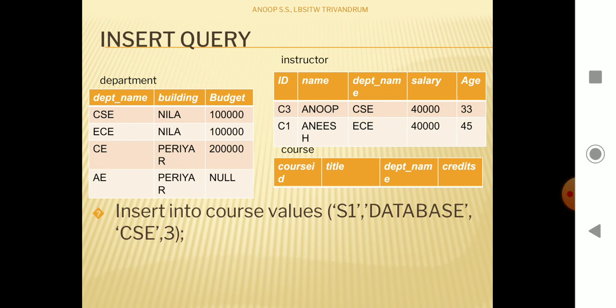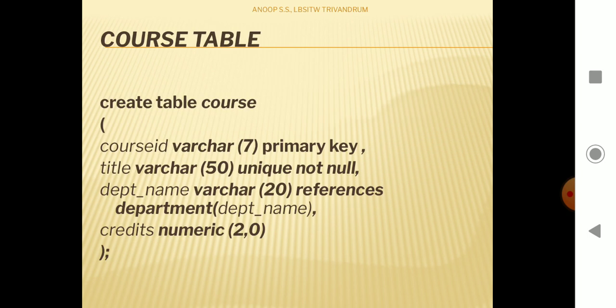In course, I'm trying to insert a new value, S1 database CSE 3. Insert into course values S1 database CSE 3. The number of attributes is the same. The course ID is S1, title is database, department name is CSE, credit is 3. Here we can go to the course table and check what the integrity constraints and referential integrity constraints are.